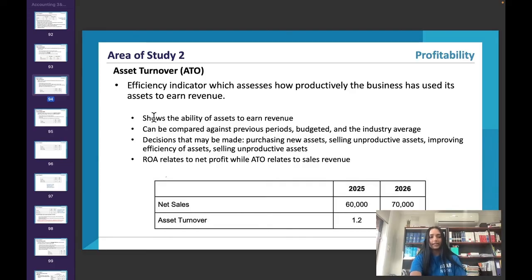And based on asset turnover, the business owner can decide to purchase new assets, or sell assets that aren't being productive. For example, if you just have an old van that broke down that you haven't sold yet, but you can't use that van to help you earn revenue, it's just sitting there, it's not being productive. And so businesses should be selling unproductive assets. The business could also try to improve the efficiency of assets. For example, if you have a van that has been damaged and so it doesn't run as well, then you might get that van fixed to increase the efficiency of that van.